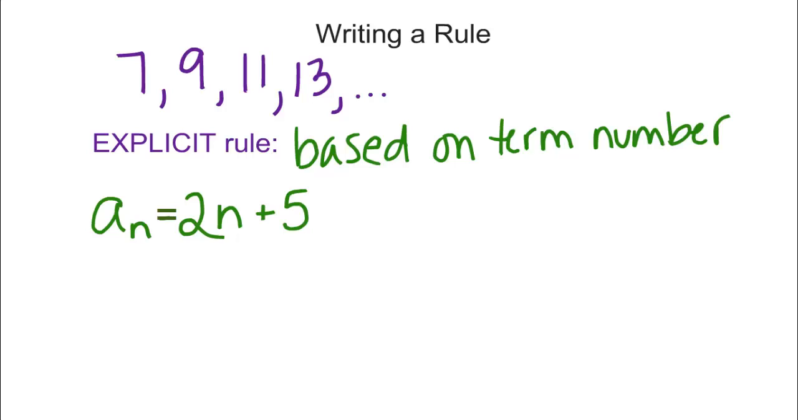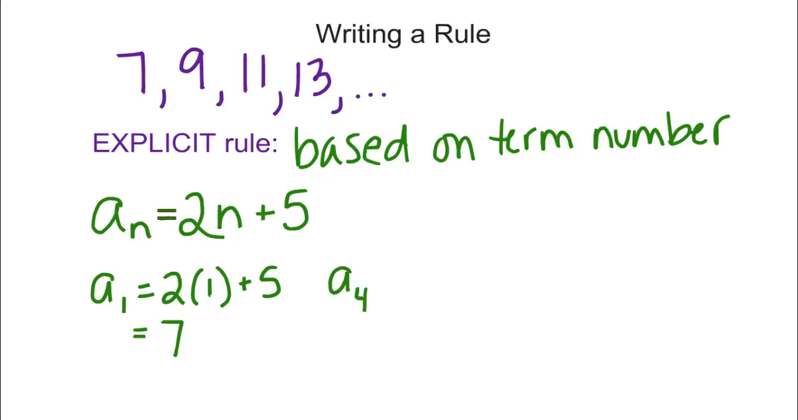So that means that a1 must be 2 times 1 plus 5. I'm plugging in the term number. But 2 times 1 plus 5 is 7. So it works. a1 is indeed 7. Let's just check it with another one. How about a4? What do we have to get? Well, I know a4 is 13. Let's make sure our rule works. 2n plus 5, so 2 times 4 plus 5 is 8 plus 5, which is 13.